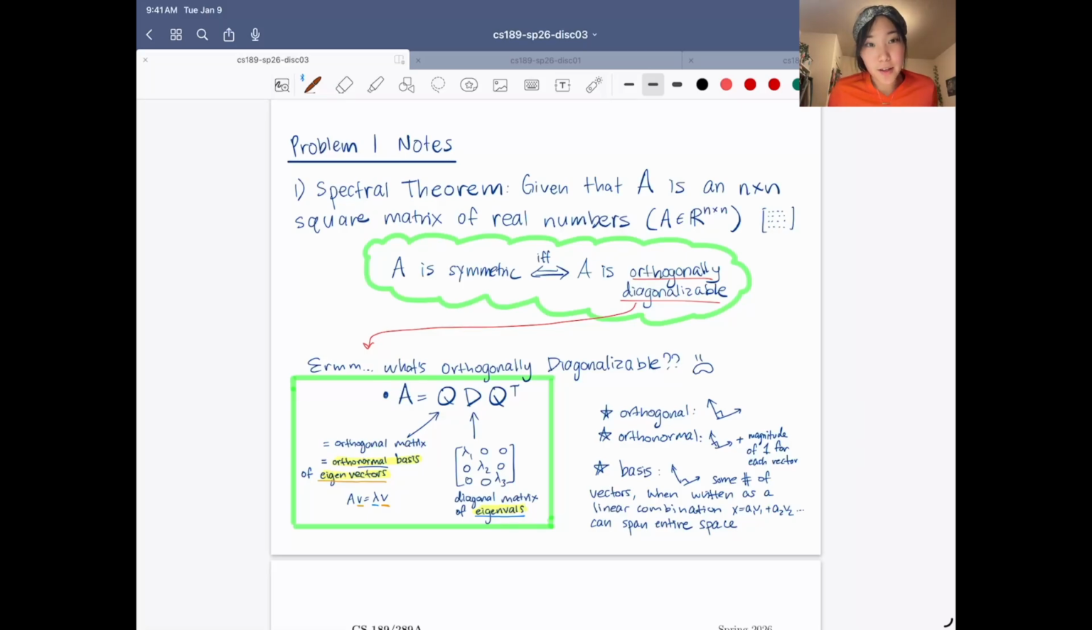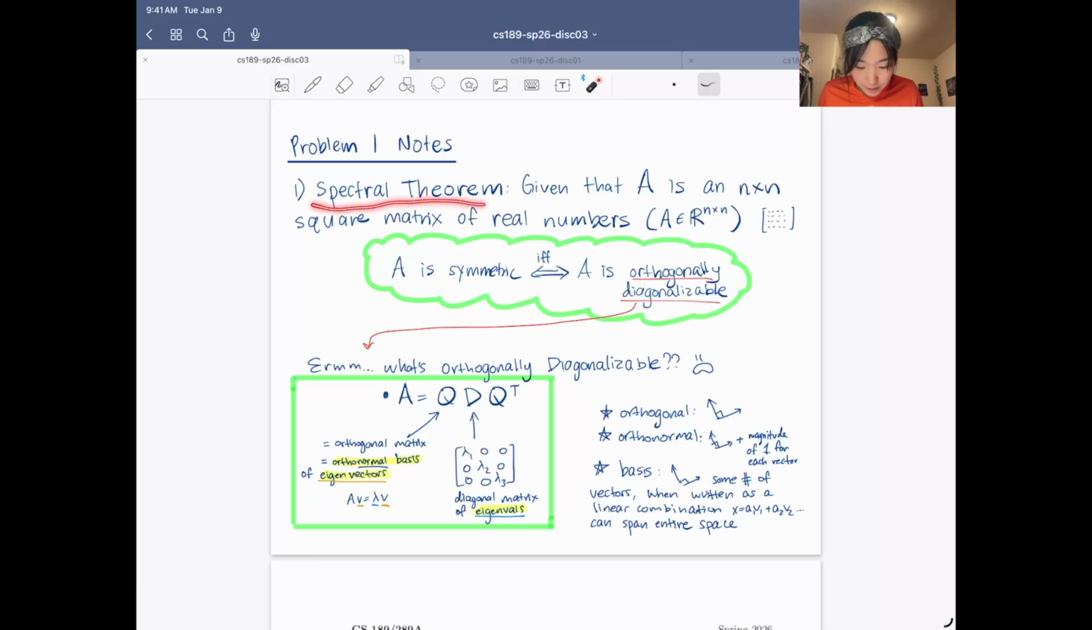In problem 1 of discussion 3, we're going to be doing some more linear algebra review. The main thing that pertains to this problem in particular is the spectral theorem. Keep in mind that we did talk about the spectral theorem in last week's discussion. So if you want a more in-depth and thorough explanation, I encourage you to look back at discussion 2's videos. But I also give a quick overview here, just as a quick reminder of what the spectral theorem says.